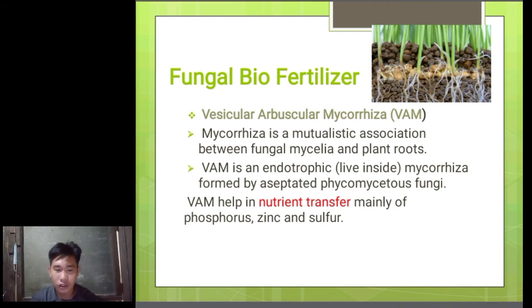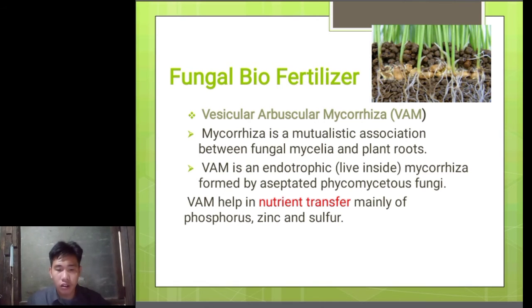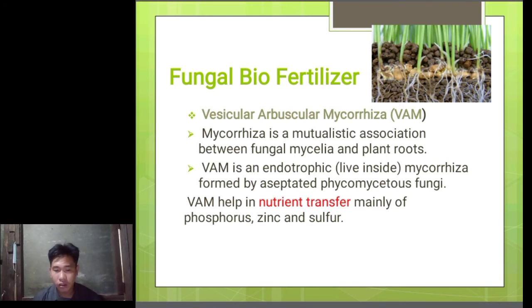Fungal biofertilizer: vesicular arbuscular mycorrhiza or VAM. Mycorrhiza is a mutualistic association between fungal mycelia and plant roots. VAM is an endotrophic mycorrhiza formed by associated Phycomycetes fungi. VAM helps in nutrient transfer, mainly of phosphorus, zinc, and sulfur.